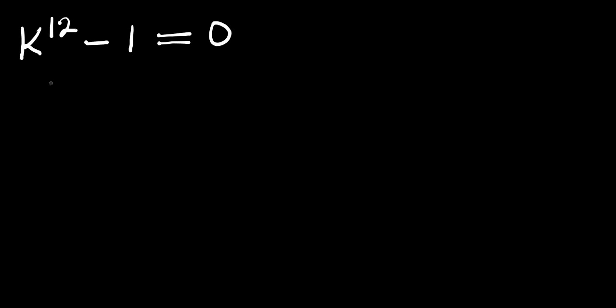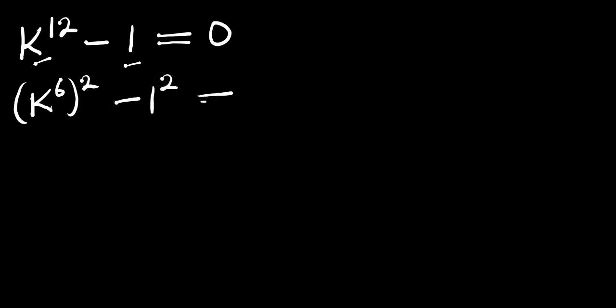Hello, in this video we have this problem. We are going to solve for the value of k, both complex and real. We have k^12 - 1 = 0. What we are going to do is write this as (k^6)^2 - 1^2, and this equals 0.